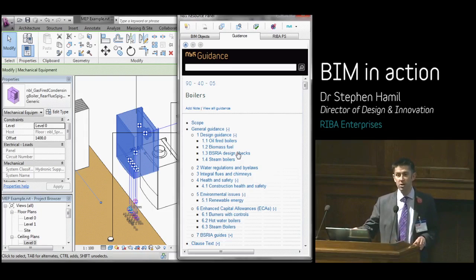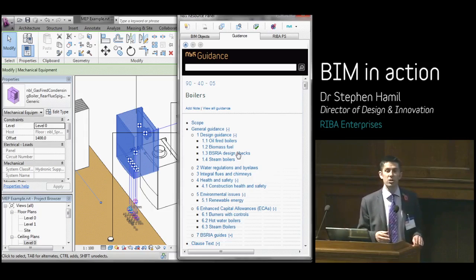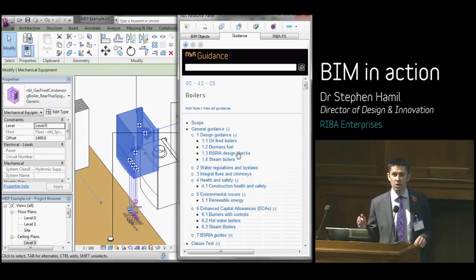Through that plugin, you can actually link information in the design model to the specification, to the guidance, to the standards, to the regulations. And this is something in the UK that we believe we are real world leaders on. We watch what's happening in Australia, in America, in Scandinavia, and nowhere else in the world has got the link between specification guidance and the design model.